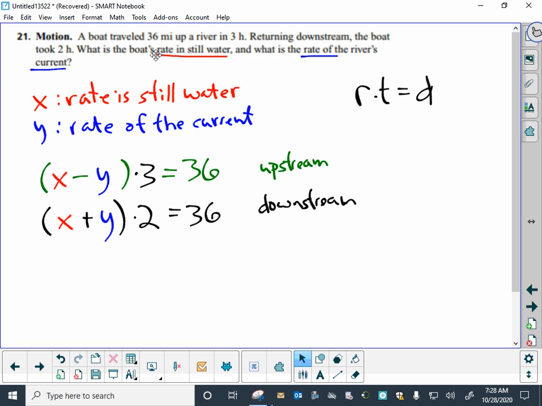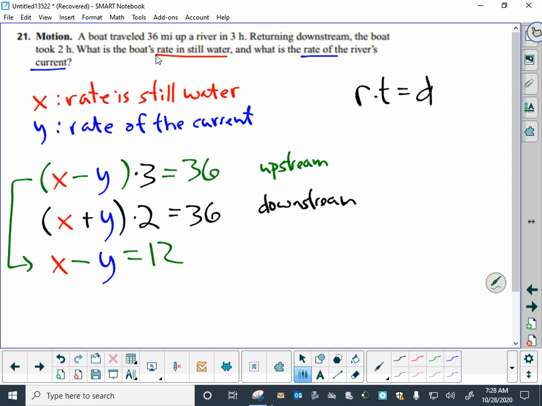But also, since that's primarily multiplication over there, I'm going to take that top equation and divide both sides by 3, and that's just going to tell me that x minus y is equal to 36 divided by 3, which is 12. Okay, so that's from that equation, dividing them both by 3. And if I do a similar thing to the second equation, dividing both sides by 2, in that case I'm going to get x plus y is equal to 18.